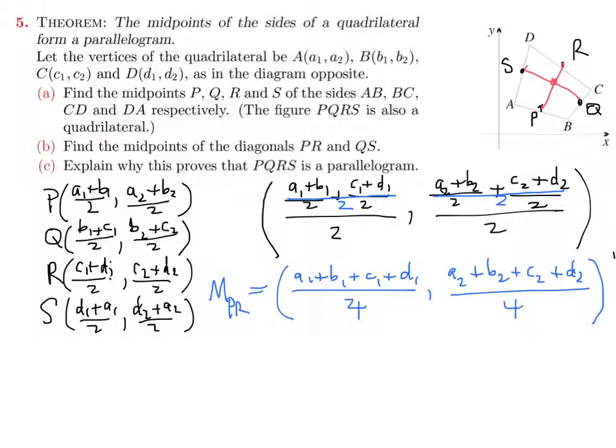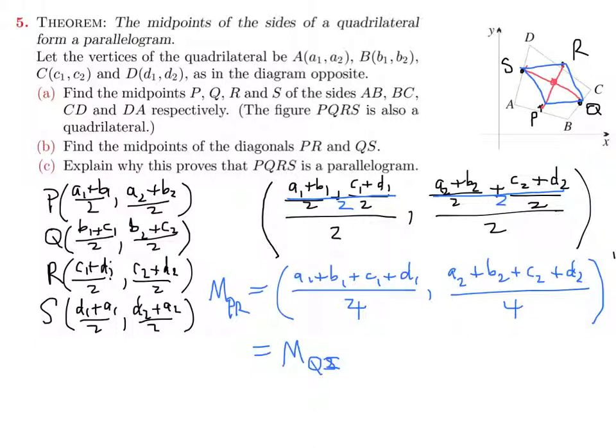The funny thing is, if you work out the midpoint of QS, you're going to find it's the same. QS is going to be B1 plus C1 over 2 plus D1 plus A1 over 2, over 2, which just turns into A1 plus B1 plus C1 plus D1 over 4, just in a different order. So we see that the midpoints of the diagonals PR and QS are actually going to be the same.